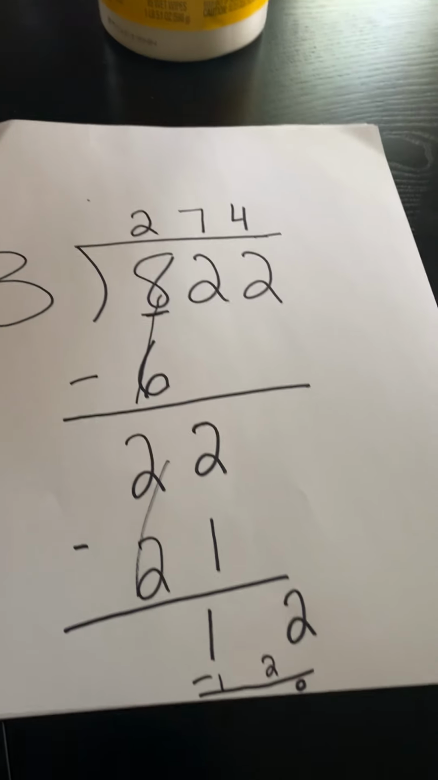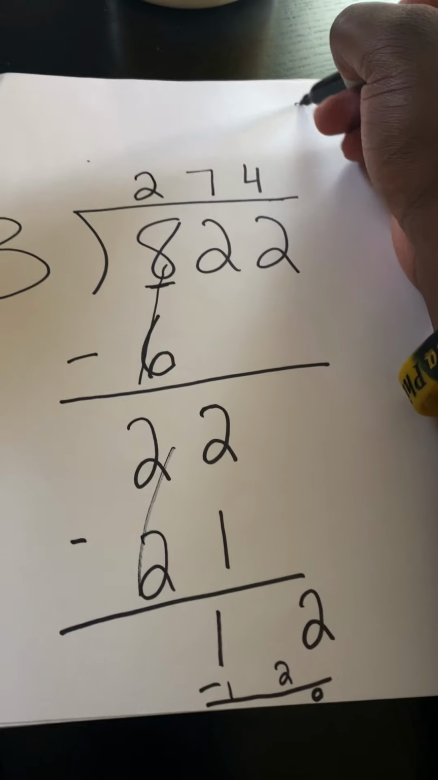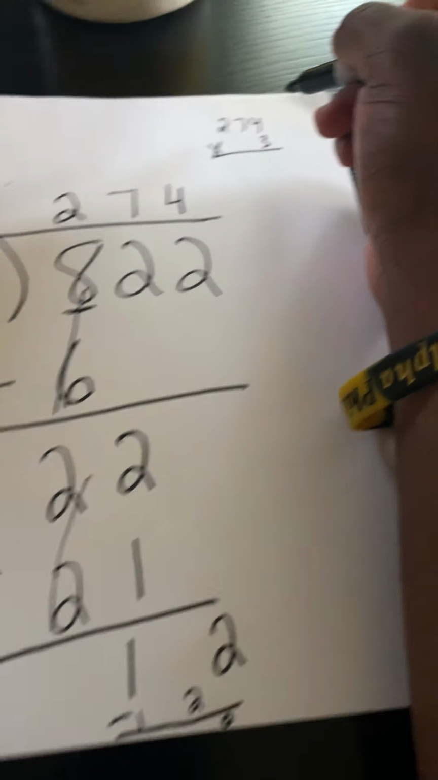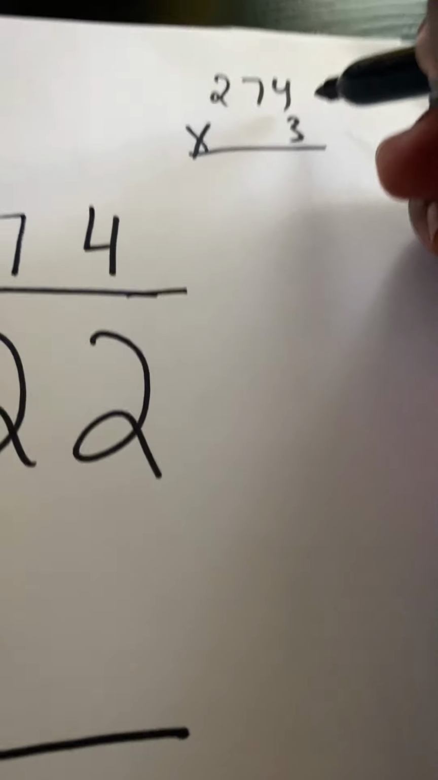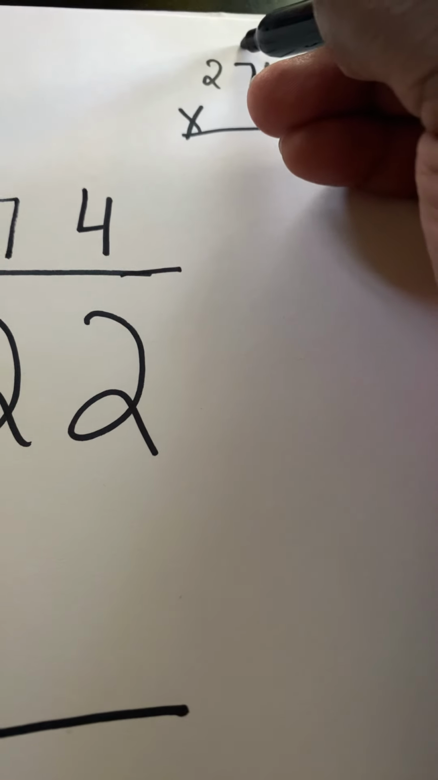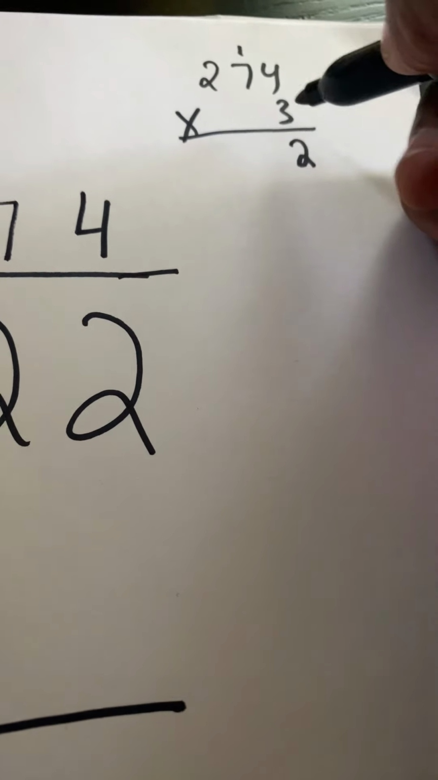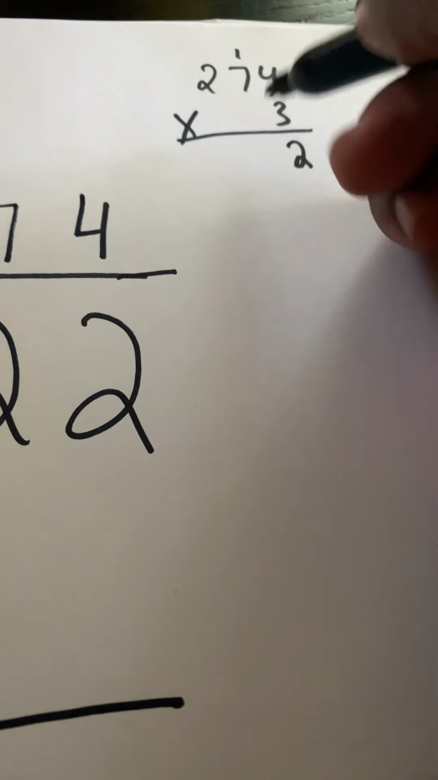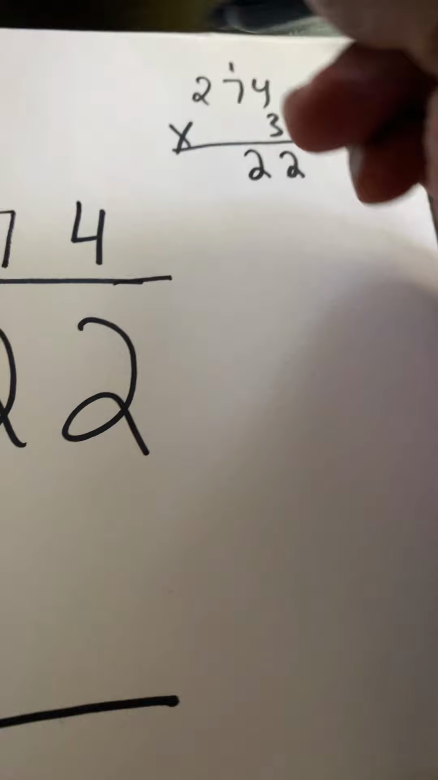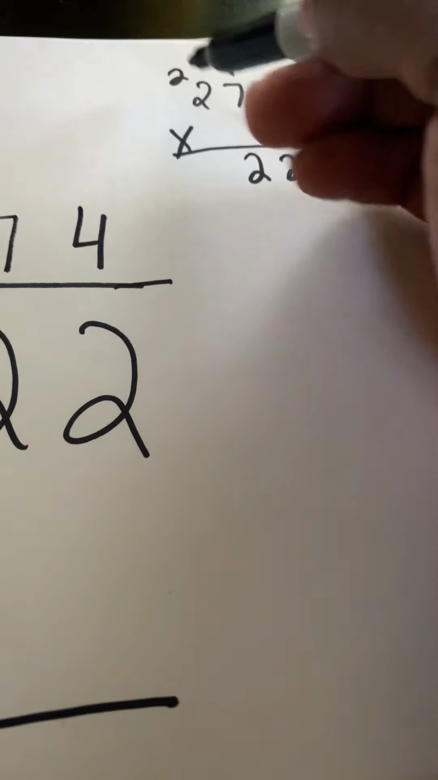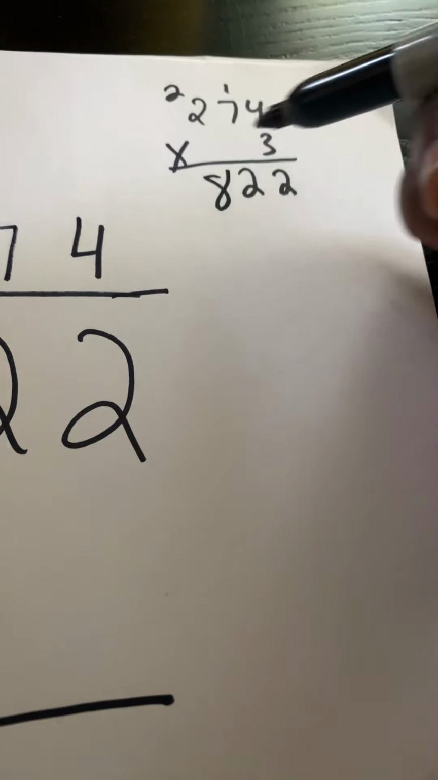The way we can check that is to multiply 274 times 3. You get the same answer. Let's break it down quickly. 3 times 4 is 12. The 1 goes right here. 7 times 3 is 21, plus that 1 equals 22. Put the 2 here for 22. 3 times 2 is 6. 6 plus 2 is 8. And that is how we check that answer.